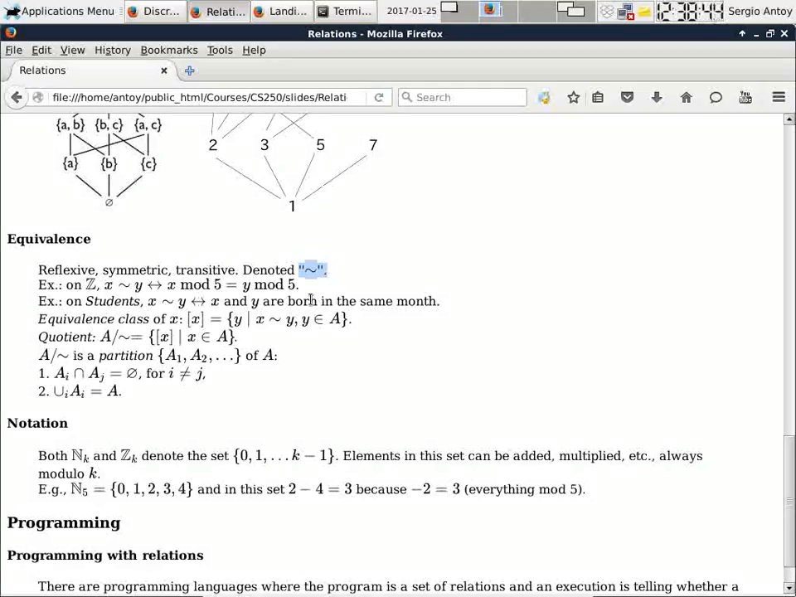We will study algorithms later on such that we have to consider this notion of equivalence. All right. So, if you have an equivalence, we have this notion of equivalence class. What is the equivalence class of some element? The set of all the elements that are related to it, or equivalent to it. Right?